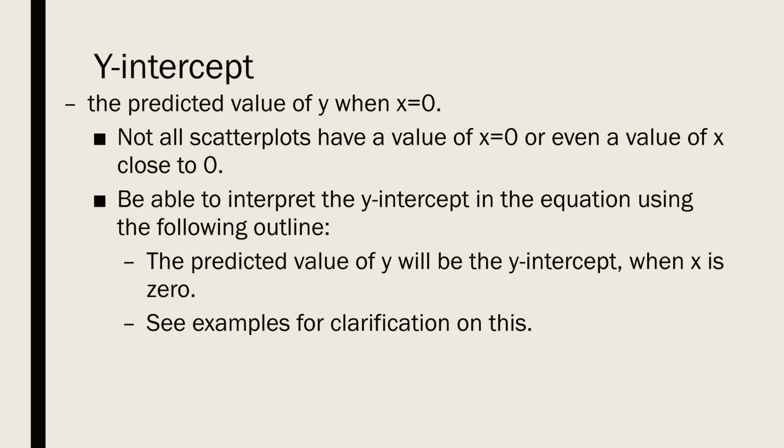Y-intercept is the predicted value of y when x equals 0. Not all scatter plots have a value of x equals 0, or even a value of x close to 0. We can interpret the y-intercept in the equation using the following outline. The predicted value of y will be the y-intercept when x is 0. Please see examples for clarification on this.